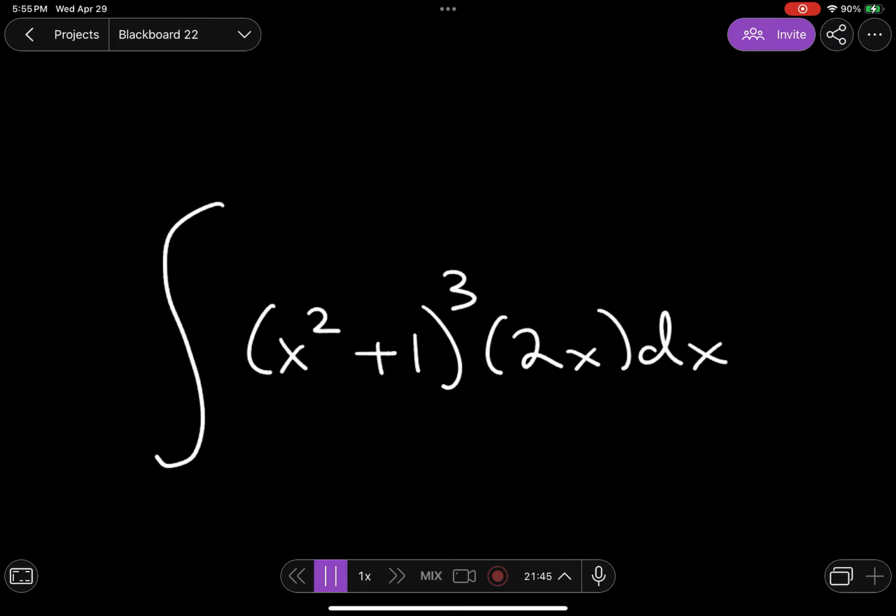We know that 2x dx is sitting right here, and that is the derivative of some function, namely x squared. But not only is 2x the derivative of x squared, it's also the derivative of x squared plus any number. So why not let x squared plus 1 be u, and let's just see how this integral transforms.